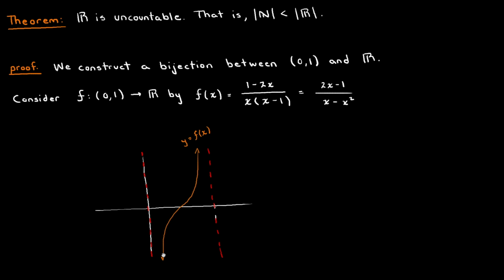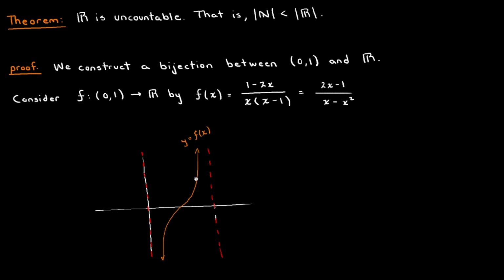And what we see is that the function is strictly increasing. So since the function is strictly increasing, distinct inputs will map to distinct outputs, right? As you increase from 0 to 1, you will see that the outputs will increase from minus infinity to positive infinity. So that's how we will argue that the function is injective.